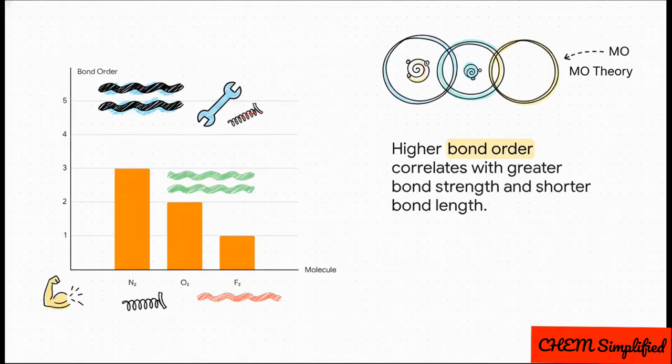And look, bond order isn't just some abstract number we calculate for fun. It has real-world physical meaning. A higher bond order means a stronger bond and a shorter bond. Simple as that. The triple bond in N2 is way stronger and shorter than the double bond in O2, which is in turn stronger and shorter than the single bond in F2. The theory predicts the trend perfectly.